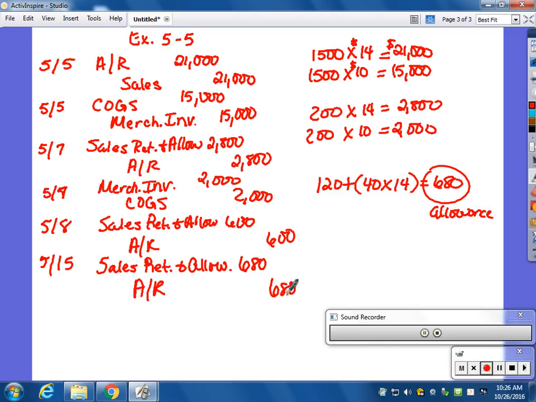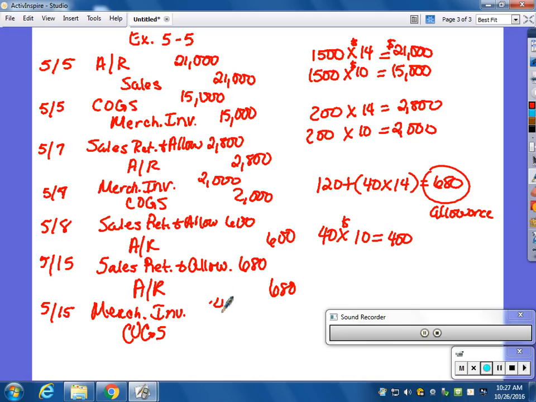We accounted for that, but we also have to account for what? Because we got inventory back this time, the cost of that inventory we got back. And we know that they came back with 40 items and it cost us $10, which means we got back $400 worth of product, which means that we debit what? You're getting it back. So merchandise inventory and credit what? For 400.